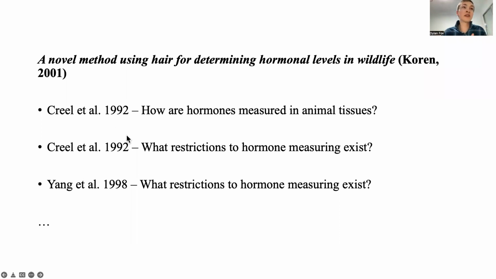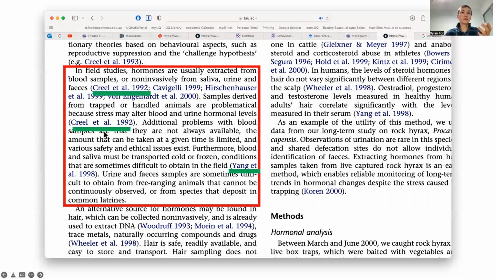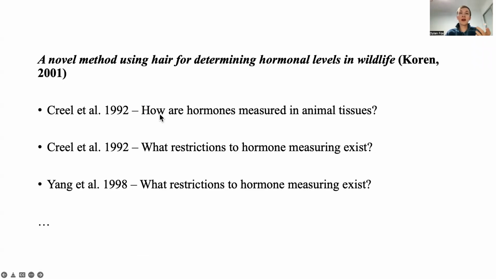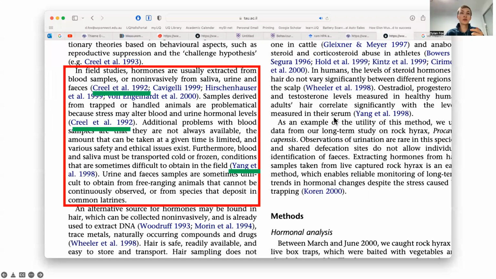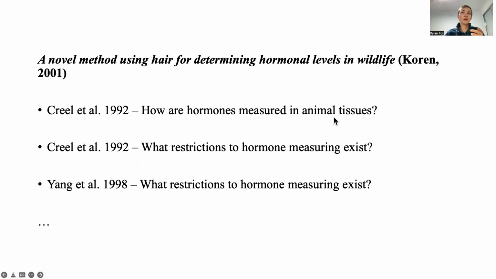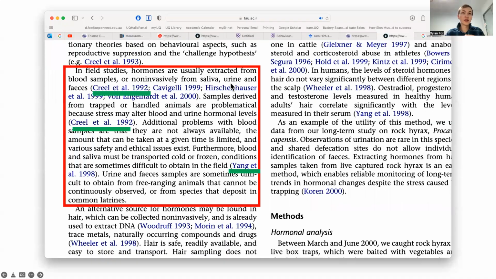So as you can see here, the first source or citation I've underlined talks about how hormones are measured in animal tissues. Well, they're measured through these different samples, so saliva, urine, and feces. So that's the answer to that question. I'm basically trying to find the correct answer to the question. So the literature right here provides me with an answer.